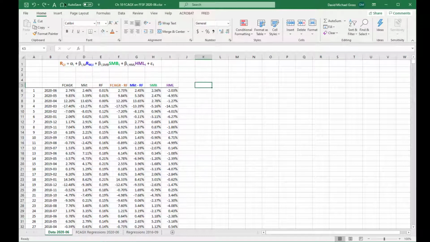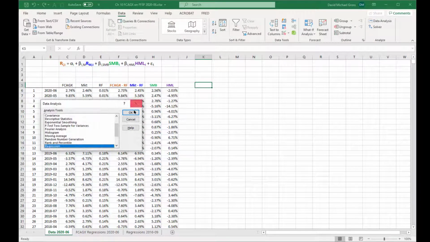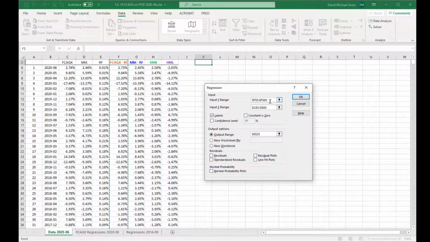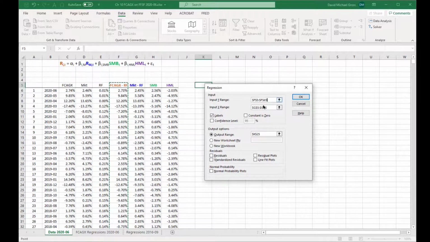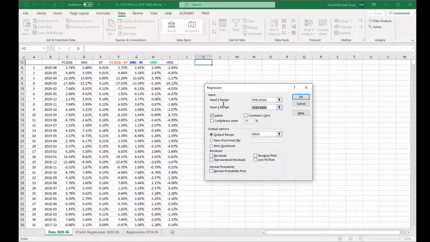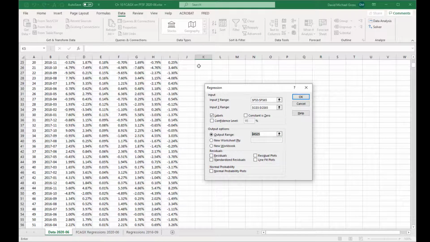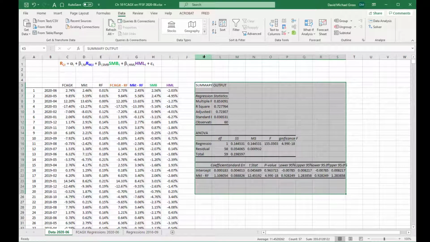So first thing I'm going to do is go to data analysis, regression, and I'm going to run a single factor regression. The regression I'm going to run is going to be the return of the stock on just the return of the market, and really it's not the return, it's the risk premium. And I have labels, and my output is going to be in this cell right here. Click OK, and it runs the regression.